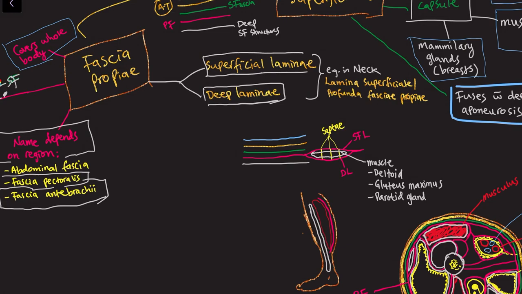Now look at this. The superficial lamina, for example in the neck, you find they say lamina superficialis of the fascia proper. Right? So this lamina takes on the name of its mother lamina. So that lamina is called the superficial lamina of the fascia proper. And then the deep lamina is known as the lamina profunda of the fascia proper. All right.